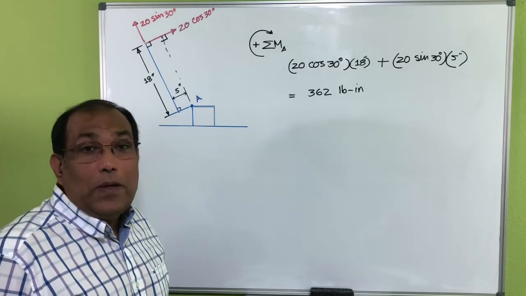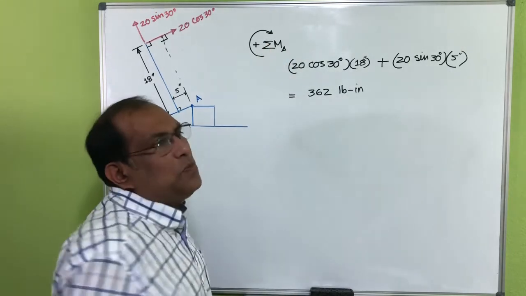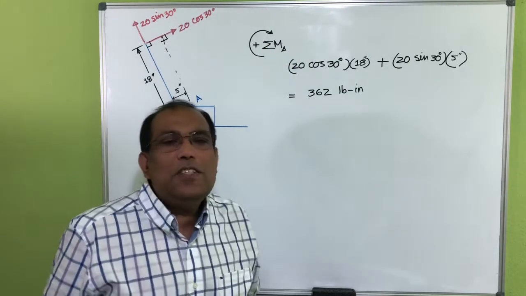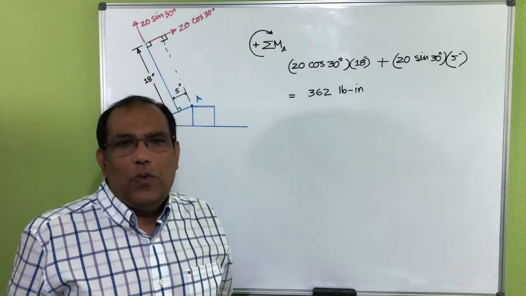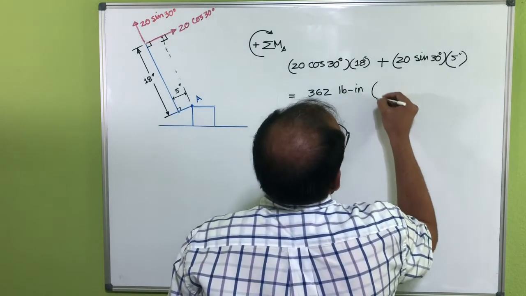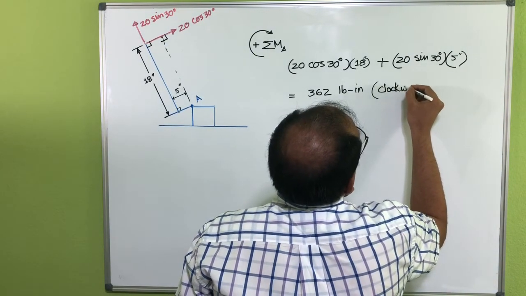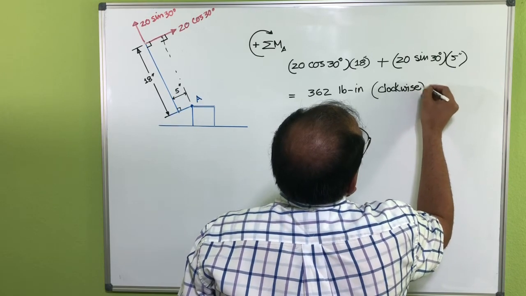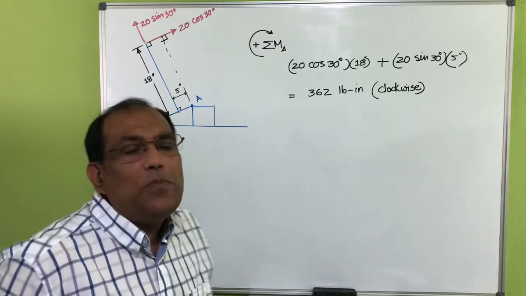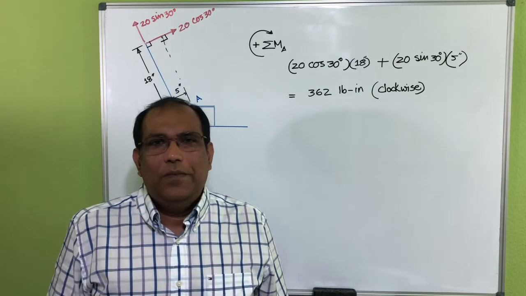Okay, now you can see one more thing here: you assumed clockwise is positive and you got a positive moment here. This means the actual moment is clockwise, right? So we can just write that one clockwise. If you don't write that, that's also fine because I assumed that one is positive at the beginning. Okay? Now let's move forward.